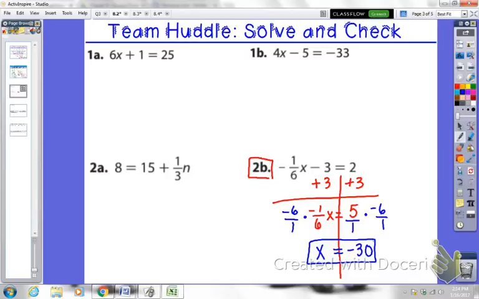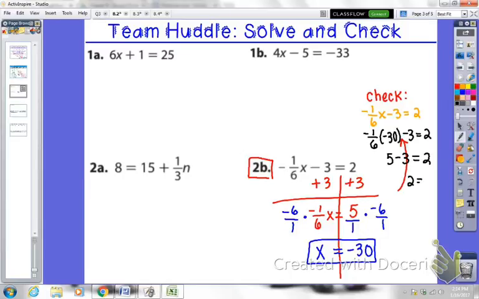You get x, and negative 6 times 5 is negative 30. Okay, and you do have to check these, so I'm going to go up here and solve my check. So you have the original, negative 1/6x minus 3 equals 2. I thought that x was negative 30, so you replace the x. Negative 1/6 of negative 30 is 5. And 5 minus 3 is indeed 2. So 2 equals 2, and that checks out.